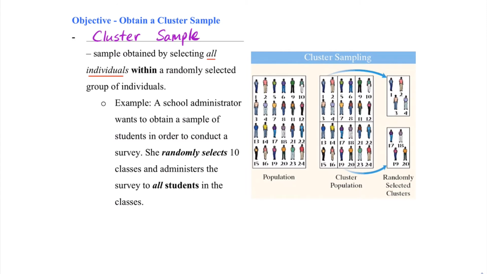An example that you see here in our diagram then would be we've got this school administrator. The administrator wants to obtain a sample of students in order to conduct a survey. She randomly selects 10 classes out of all of the classes, but within those 10 randomly selected classes, all the students get surveyed. So we're randomly selecting a group rather than randomly selecting individuals. And then when we have those groups, we're surveying everyone within those randomly selected groups.